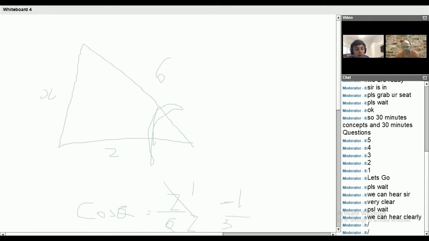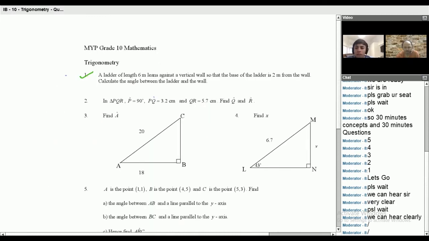Okay, so you got the ratio as 1/3. I got it as 1 by 3 into cos. Okay, good try, very good try. We will see whether that would be the angle or not. Okay, great try.